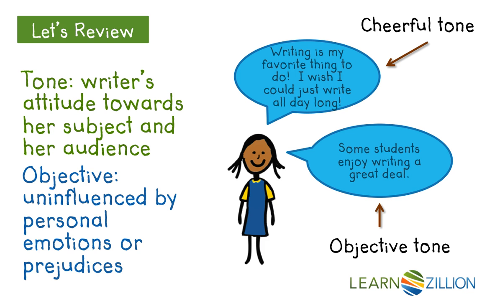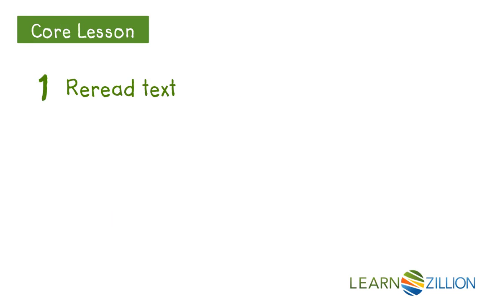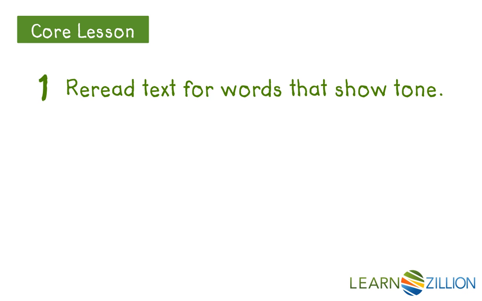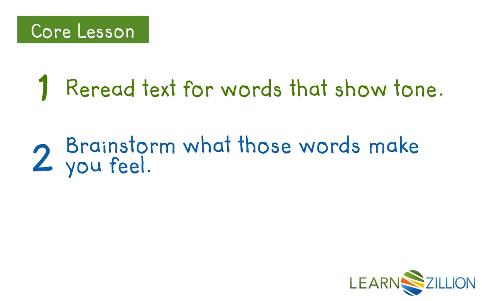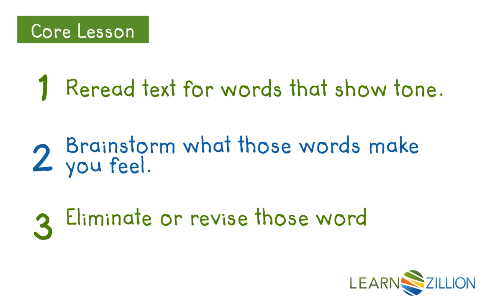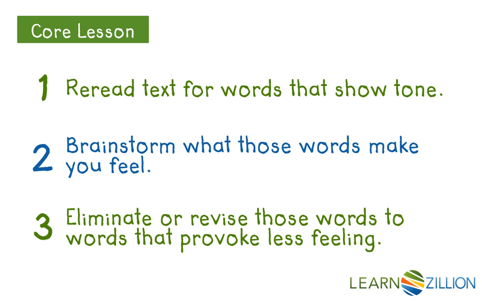So when you're doing your formal writing in any kind of an academic setting, you're striving for an objective tone. You want to keep it free of your own emotions and your own prejudices. So step 1. Reread text for words that show tone. Step 2. Brainstorm what those words make you feel. Step 3. Eliminate or revise those words to words that provoke less feeling.